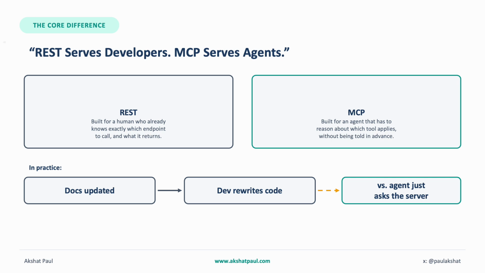With MCP, that loop mostly disappears. If an MCP server adds a new tool tomorrow, the agent just asks. Next time it connects, it sees the new capability and can use it. No one had to rewrite anything on the consuming side. That's not a small implementation detail. That's the entire reason MCP exists as a separate thing from REST at all.